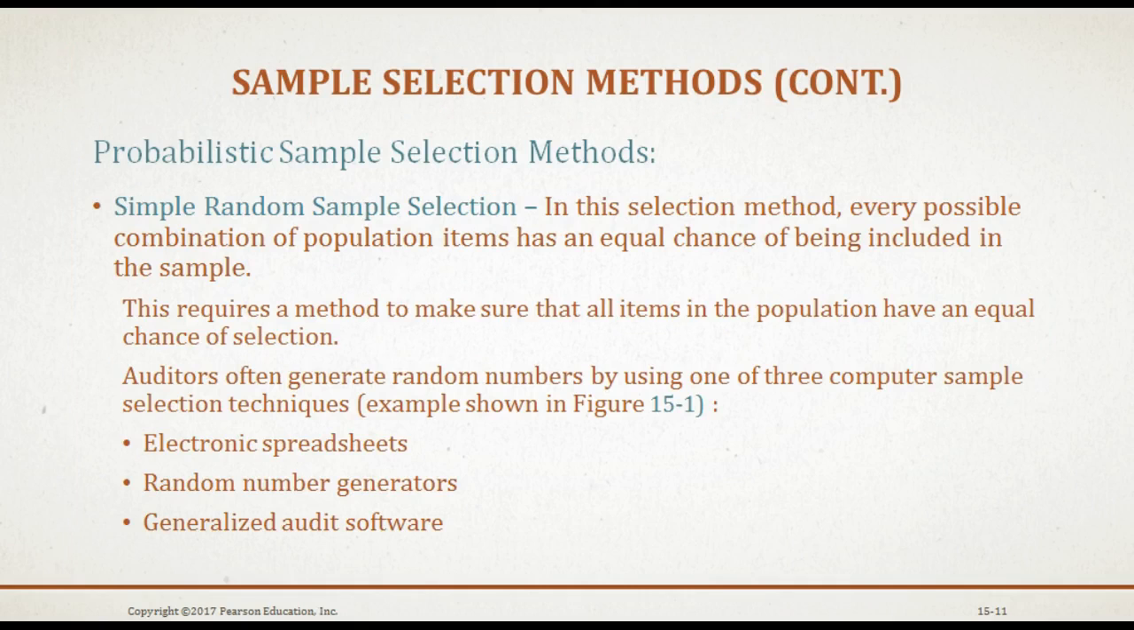Using the simple random sample selection method under probability sample selection, the auditor uses every possible combination of population items that has an equal chance of being included in the sample. This requires a method to make sure that all items in the population have an equal chance of selection. Auditors often generate random numbers by using one of three computer sample selection techniques, such as the use of an electronic spreadsheet, a random number generator, or a generalized audit software.